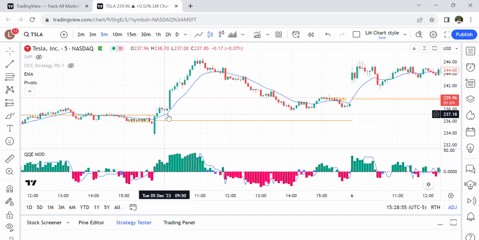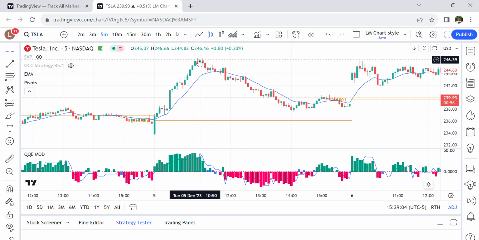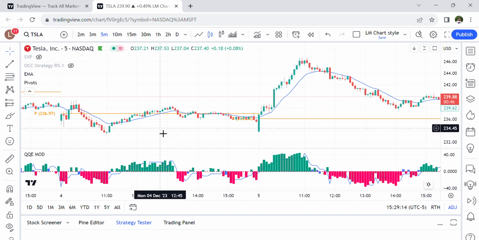So remember, guys, at 237 you entered the call, and you can take a first target of 242, which is like $5, and the next target is 246, which is like $9. If you hold the call till that time, you can print a huge amount of money on the calls on Tesla. That's why a lot of people like Tesla.